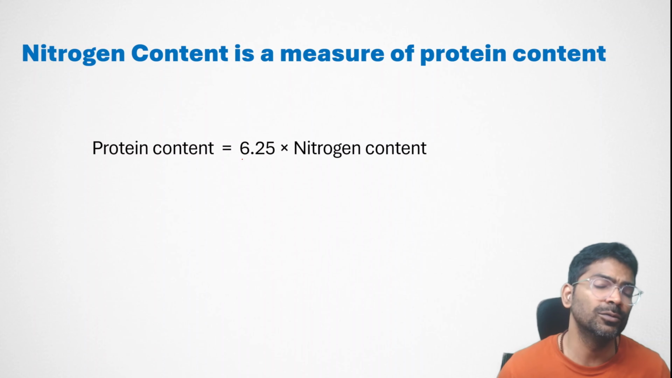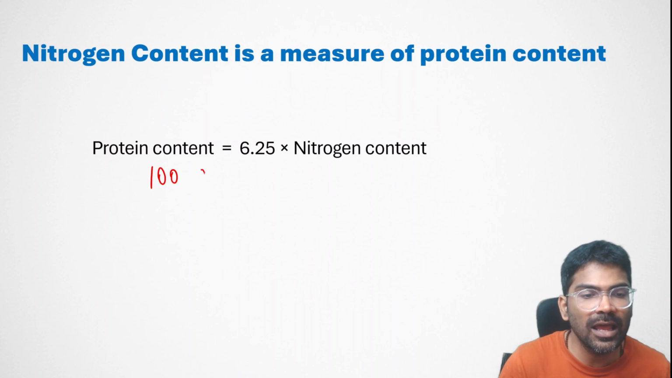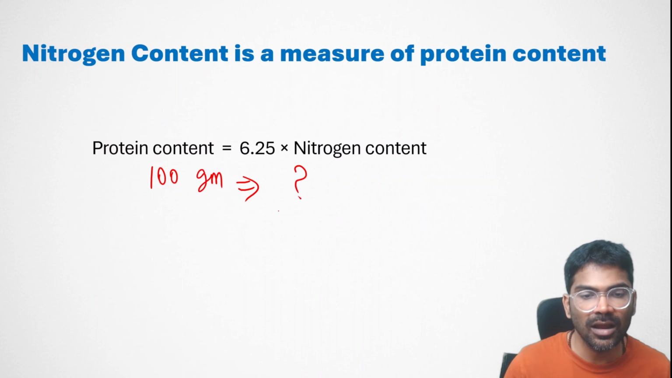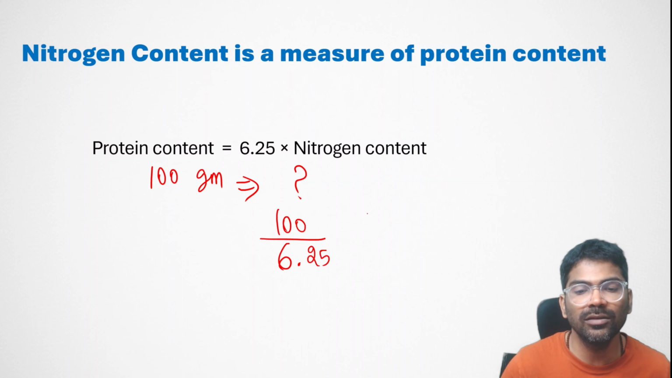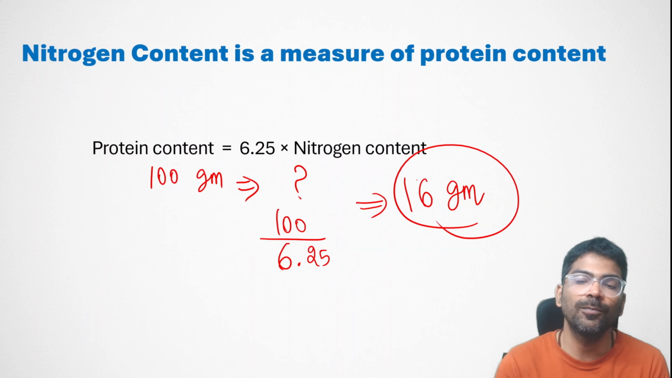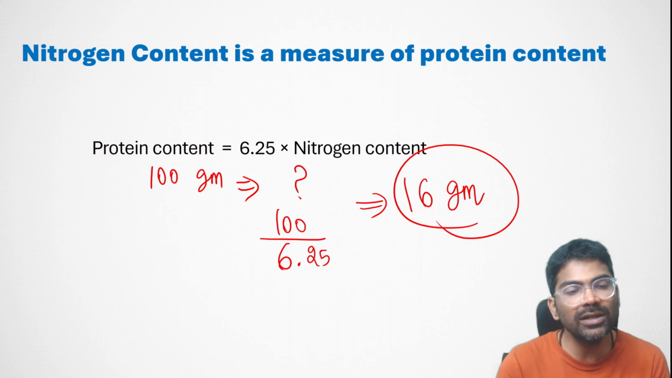If someone asks you what is the nitrogen content of 100 gram of protein, what will you answer? It's very easy. 100 divided by 6.25, you will get 16 grams. So in 100 gram of protein, there will be 16 gram of nitrogen. So in 200 gram of protein, there will be 32 gram of nitrogen. Clear?